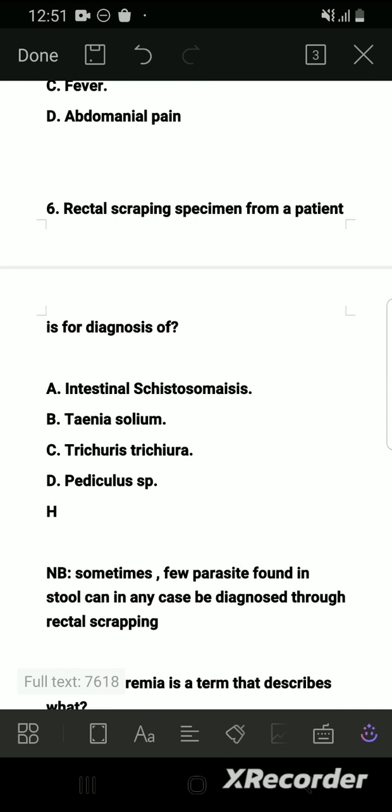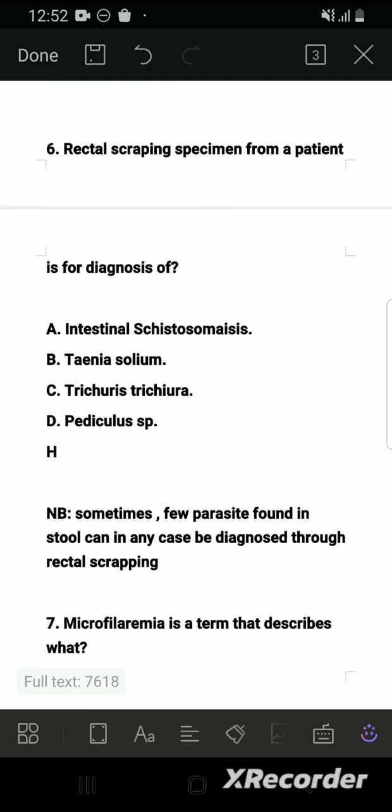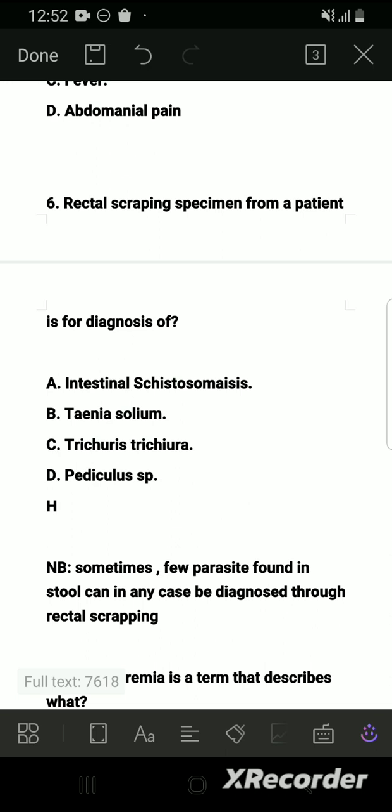For intestinal schistosomiasis, we have the main one, Schistosoma haematobium, that can be found in urine, because it affects the urinary bladder, the urinary system. Then the other ones, Schistosoma mansoni and Schistosoma mekongi, are the ones that actually invade the large intestine.